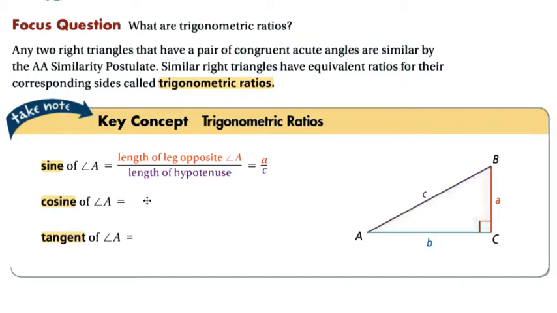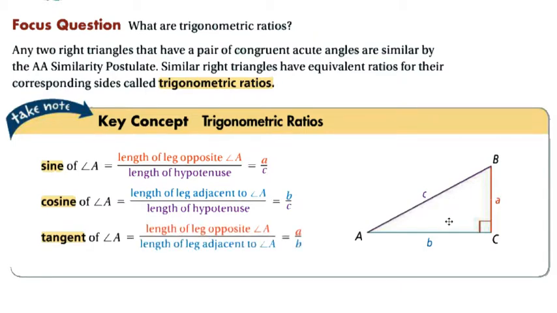Okay? The cosine is similar to the sine, but instead of the opposite leg, it's the adjacent leg. So instead of having the opposite leg A, we have the adjacent. Remember, adjacent means next to. So the side that's adjacent to A is side B, it's leg B, and it's still divided by the hypotenuse, which is C. The tangent function doesn't use the hypotenuse, it uses the opposite side over the adjacent side.